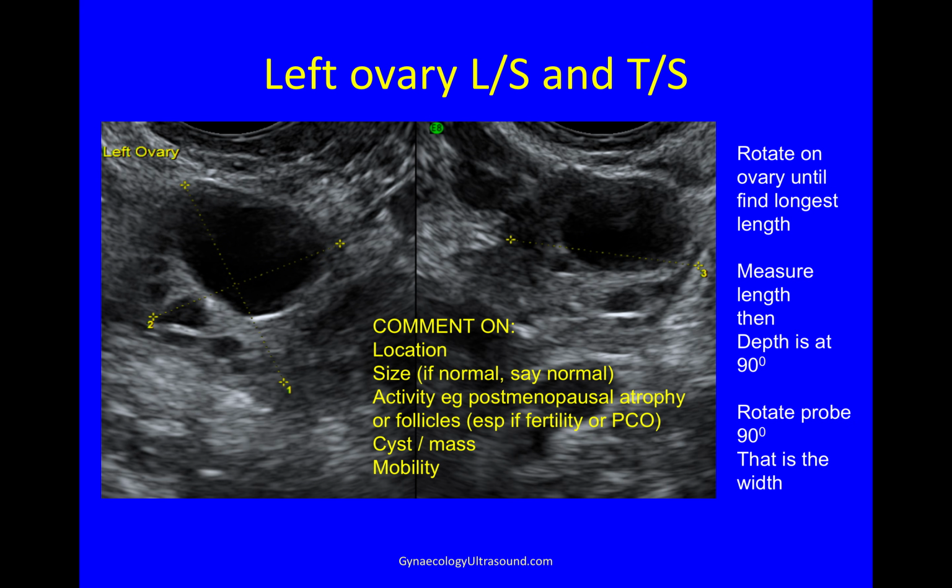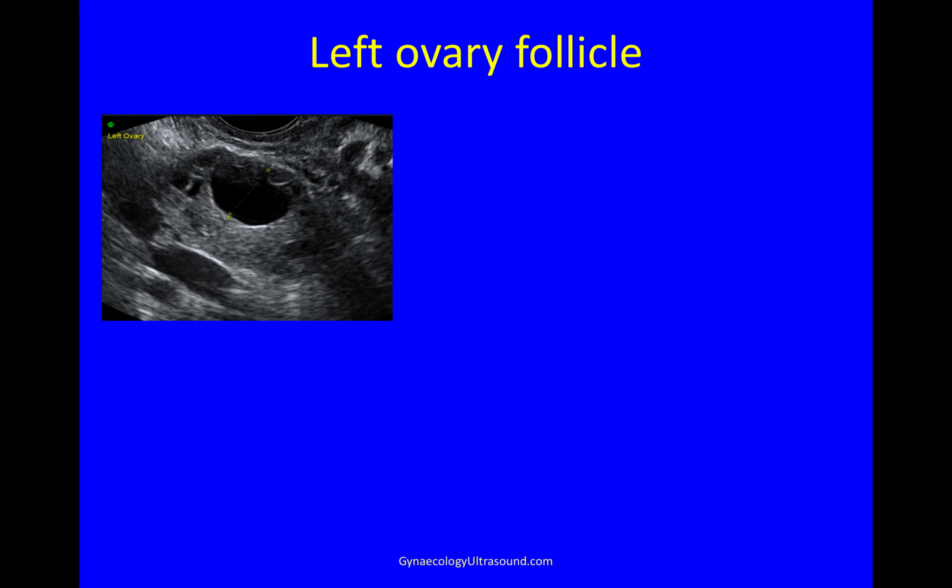You then need to comment on where the ovary is. Is it in the ovarian fossa where you'd expect it, or is it in fact glued to the back of the uterus? Is it normal in size? Is it active, or is there atrophy? Are there follicles, particularly if you're doing a fertility scan or thinking about polycystic ovaries? Is there a cyst or a mass, and how mobile is the ovary?